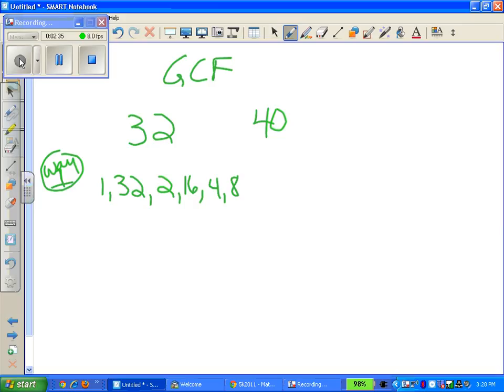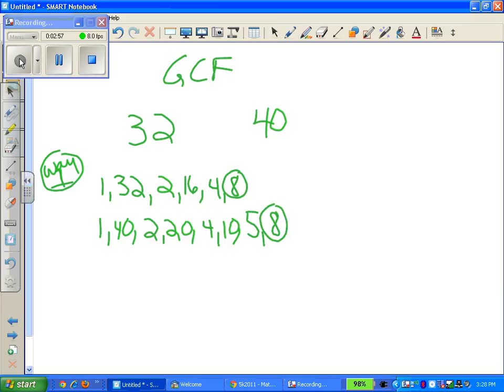For the number 40, 1 times 40 is 40. 2 times 20 equals 40. 4 times 10 equals 40, sorry. And 5 times 8 equals 40. What's the greatest common factor? 8. Now we can do it using prime factorization.